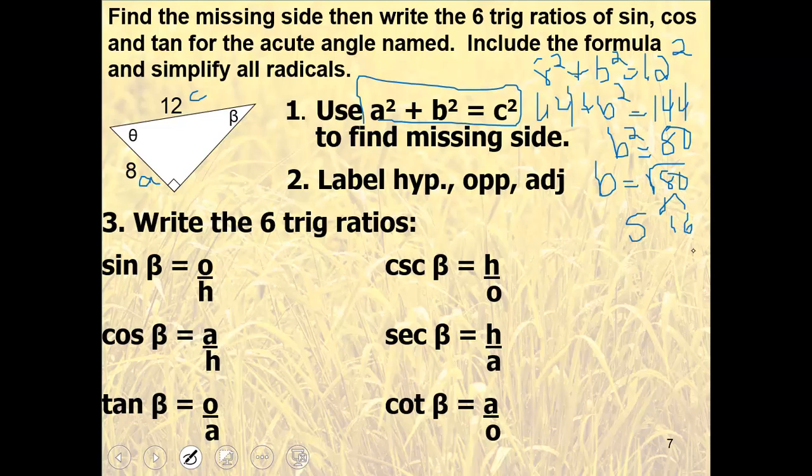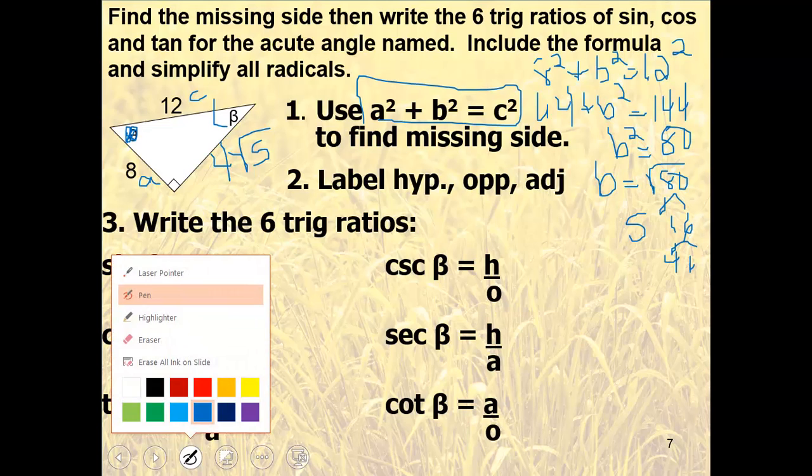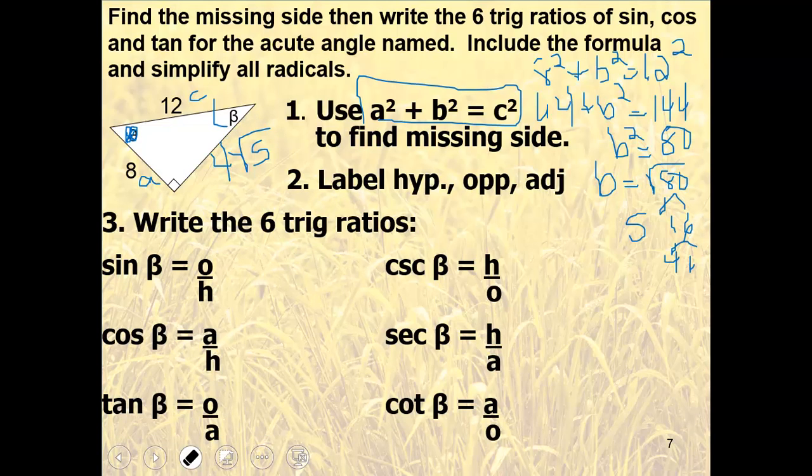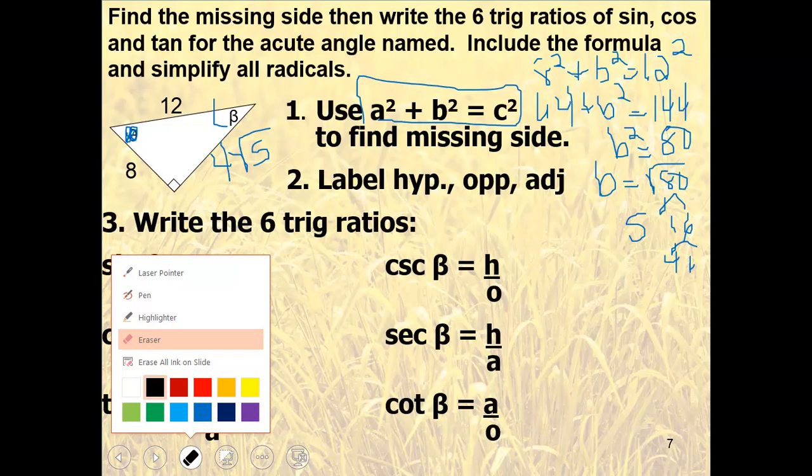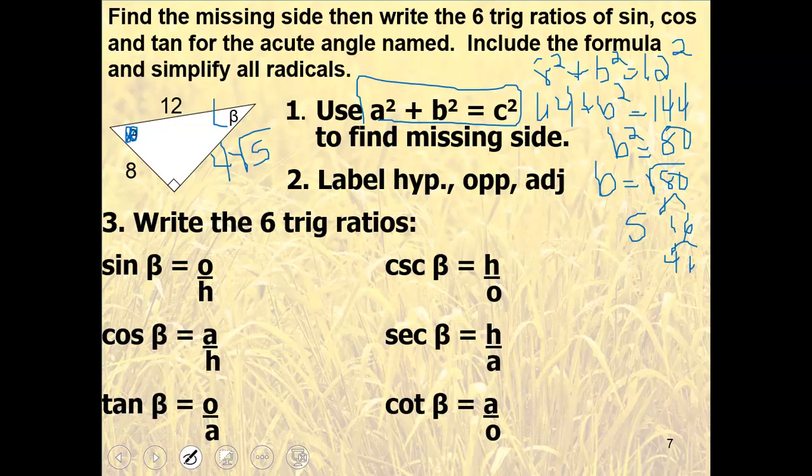B is equal to the square root of 80. 5 and 16, 4 and 4. So this is 4 square roots of 5. Just like that. We've seen that before on an earlier video. All right, here is my beta, so I don't have to worry about this one. Let's make sure our markings all have to do with beta. So this is my hypotenuse, because it's always across from the right angle. This is my adjacent, and this is my opposite.